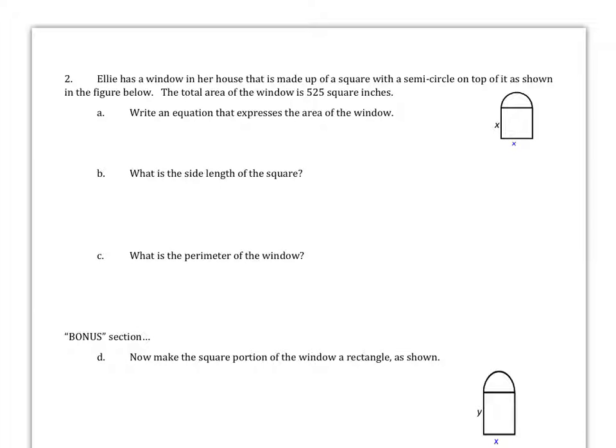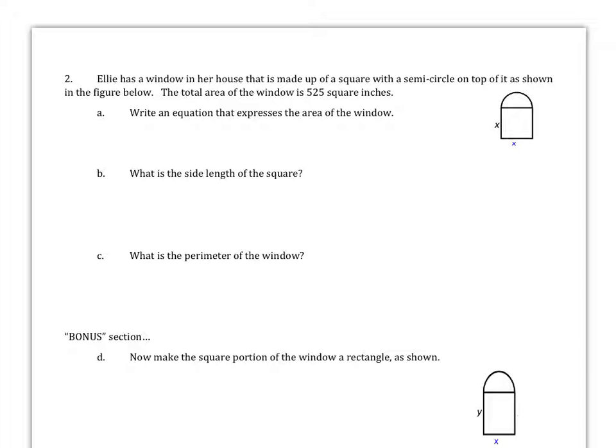So this uses similar concepts to the track problem because, again, we have a square, before we had a rectangle, but a square with a semicircle on it. The difference is that we're being given the area of the window in this case, so the total area of the window, square plus semicircle, is 525, and somehow we're going to use that to answer the questions that follow. So write an equation that expresses the area of the window.